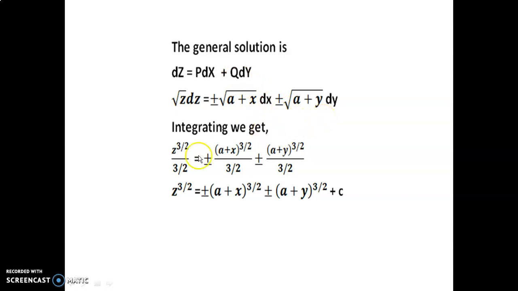Now integrating, we get the integration of root z is z raised to 3 by 2 upon 3 by 2. The integration of square root of a plus x is (a plus x) raised to 3 by 2 upon 3 by 2, plus or minus (a plus y) raised to 3 by 2 divided by 3 by 2. The 3 by 2 will get cancelled and we get z raised to 3 by 2 equal to plus or minus (a plus x) raised to 3 by 2 plus or minus (a plus y) raised to 3 by 2 plus constant of integration.